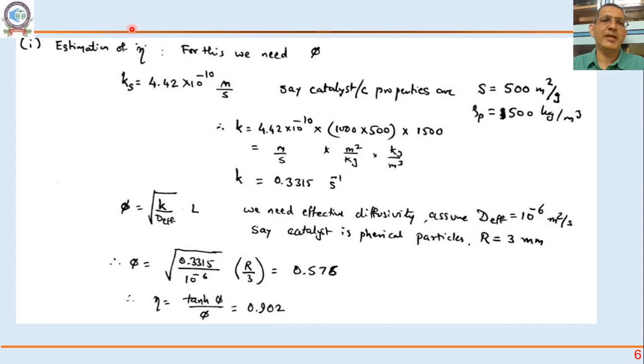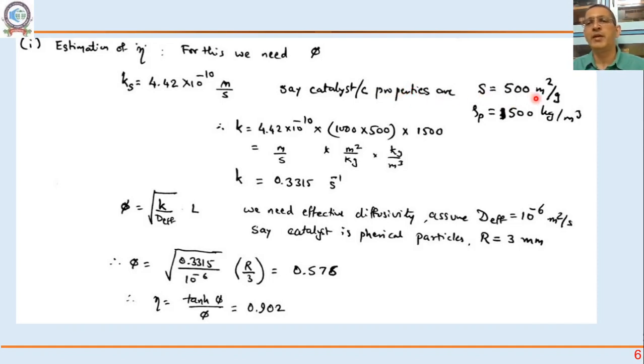Okay, so to estimate eta, first of all, we need the Thiele modulus. How do we get Thiele modulus? Ks is 4.42 into 10 raised to minus 10 meter per second. So this is based on per unit surface area of the pores inside. Right? So the catalyst properties, catalyst means carbon properties. Because carbon is far in excess, we are treating it as if it is not changing at all, it behaves like a catalyst.